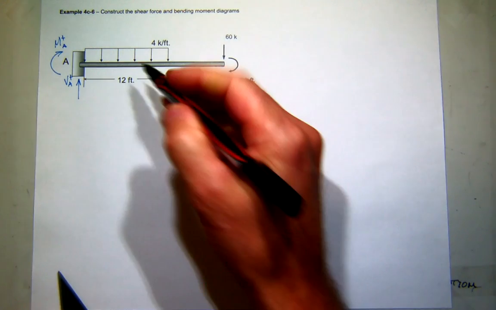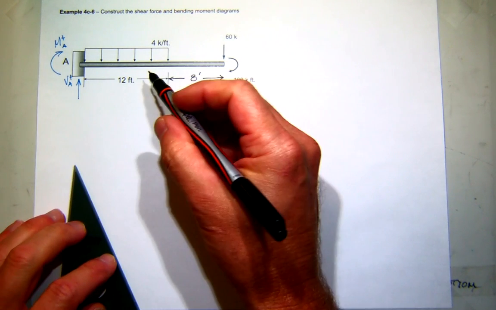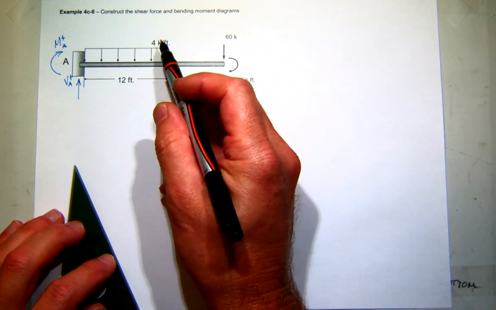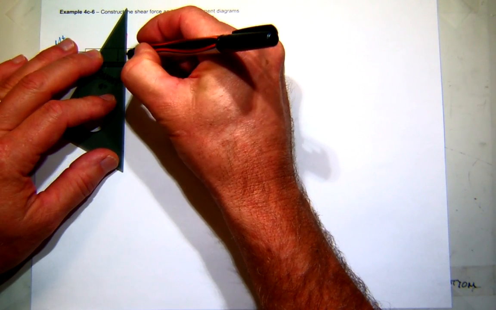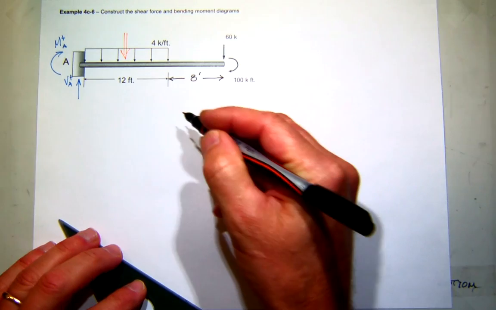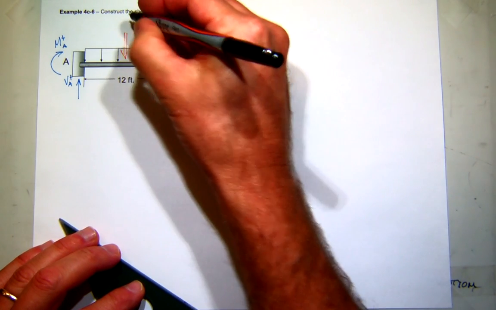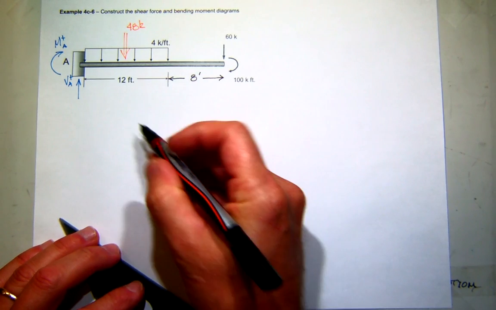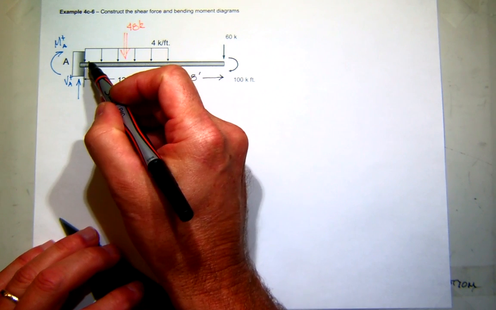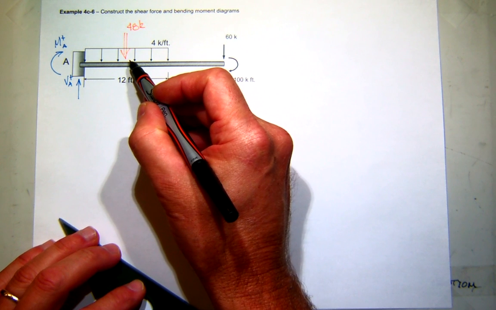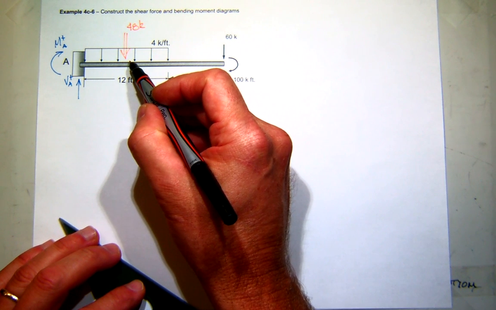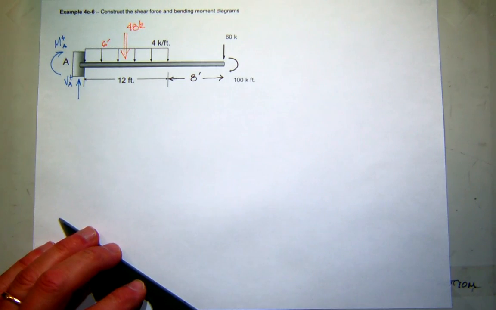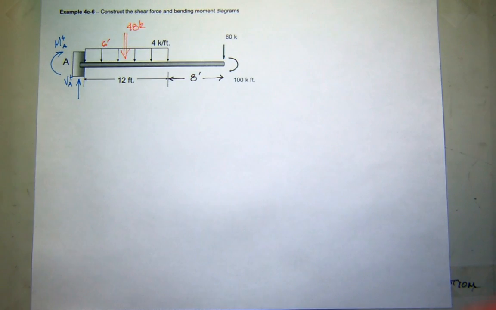So the first thing we'll do is resolve this distributed force. The area under the curve will be the equivalent force, and it's a rectangle, so base times height. So we know that the concentrated equivalent force will be 4 kips per foot times 12 feet, or 48 kips. And more than likely we're going to sum moments about A, so we want the distance from A to the centroid, and the centroid of a rectangle is what? Halfway. So that'll be 6 feet. So that should give us enough. So let's solve for that.